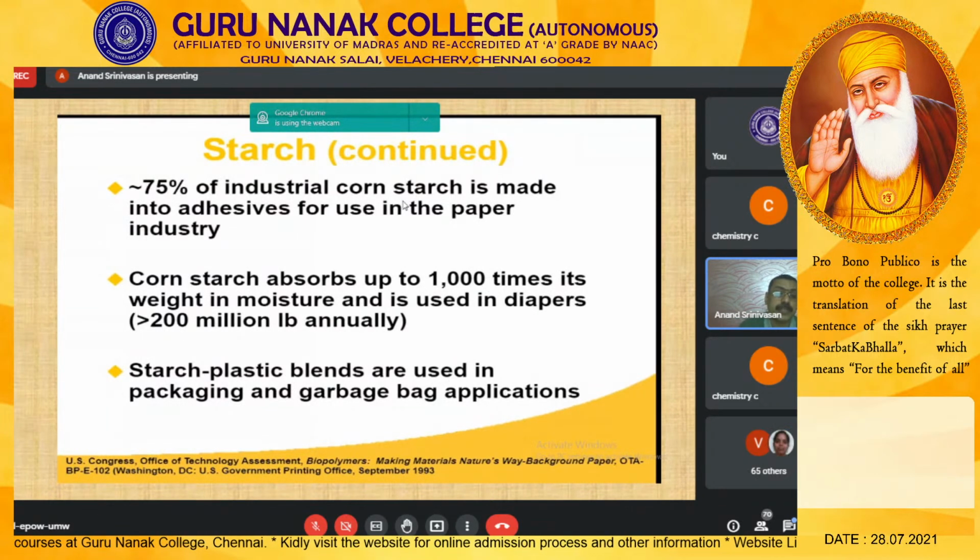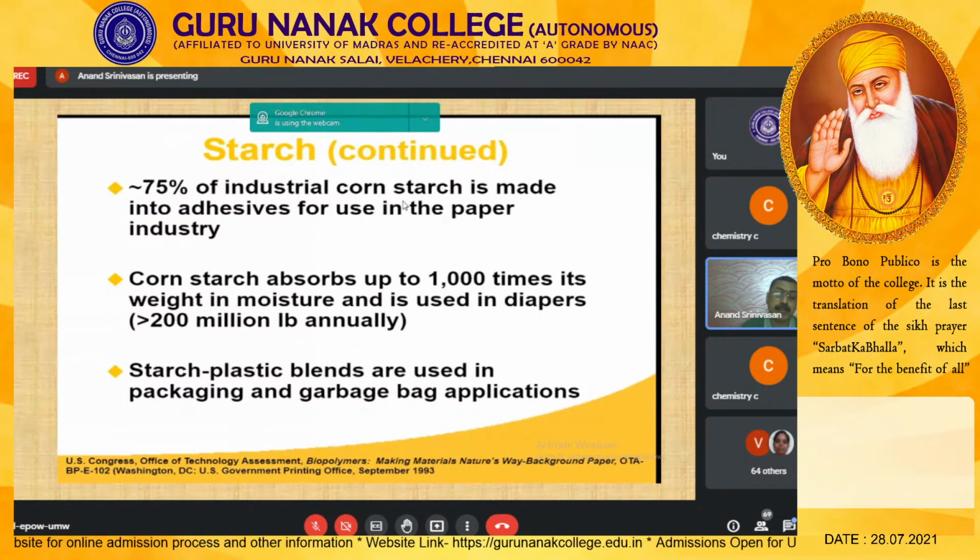So 75% of the industrial cornstarch is made into adhesive for use in the paper industries, because paper can be made cationic or anionic. So for that purpose, they make use of adhesive. Then cornstarch absorbs 1,000 times its weight in moisture, and it is used in diapers. So diapers are used for infant care, and they can be made using cornstarch, which is capable of absorbing water 1,000 times.